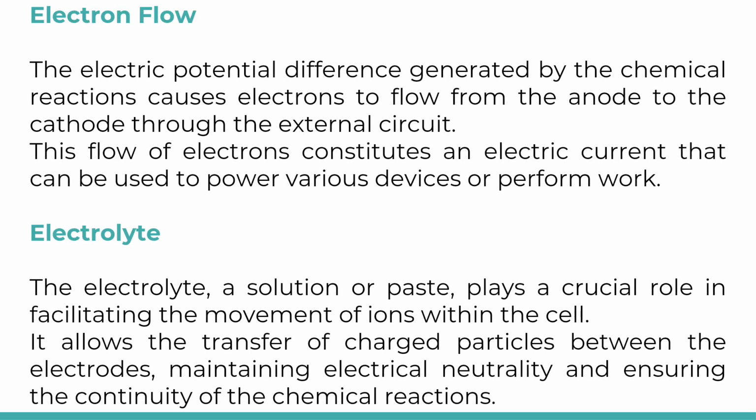Electron flow. The electric potential difference generated by the chemical reactions causes electrons to flow from the anode to the cathode through the external circuit. This flow of electrons constitutes an electric current that can be used to power various devices or perform work.